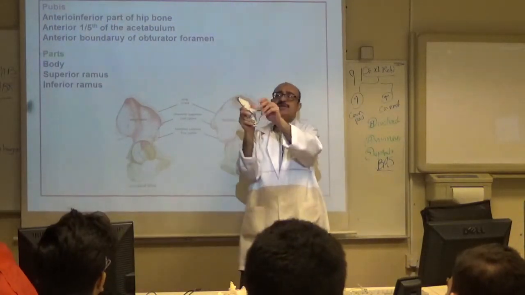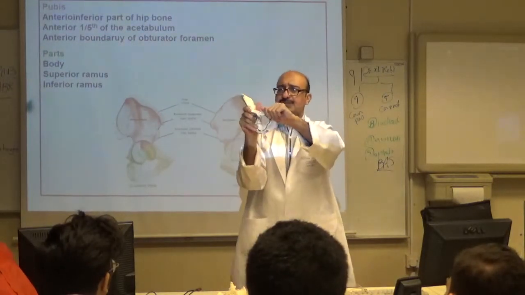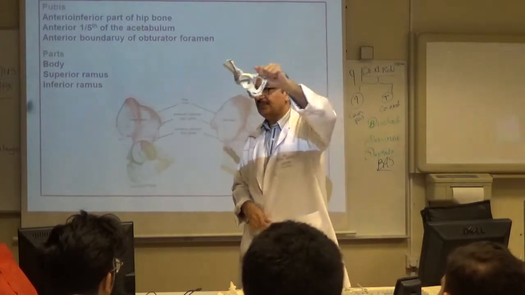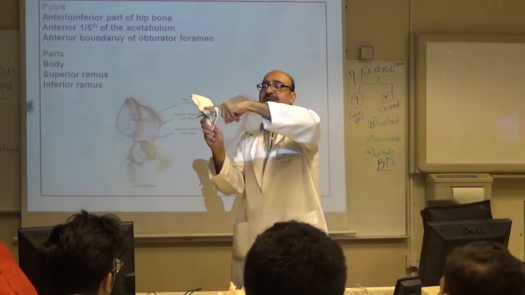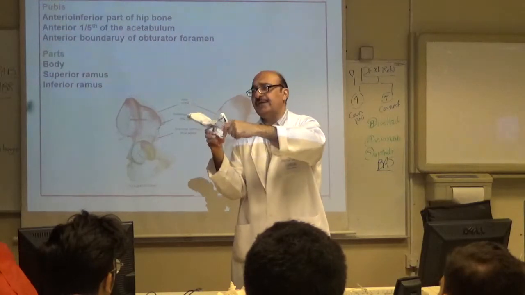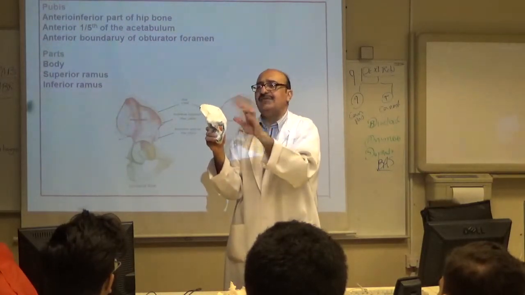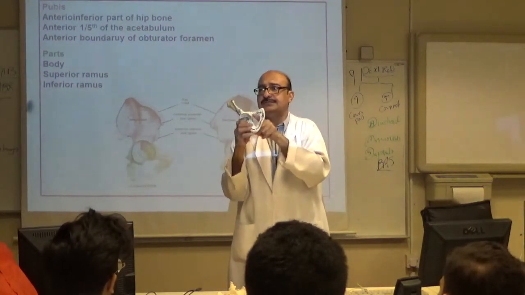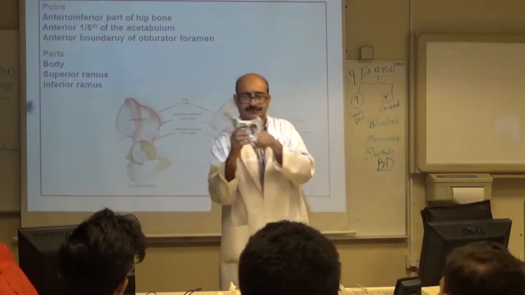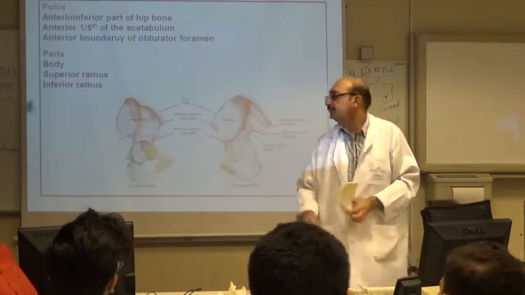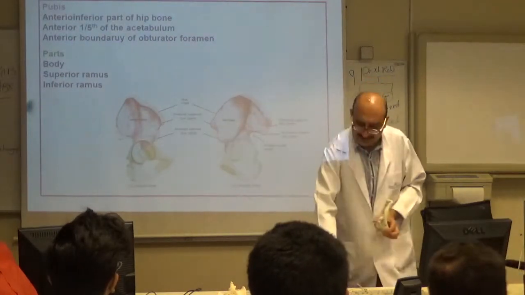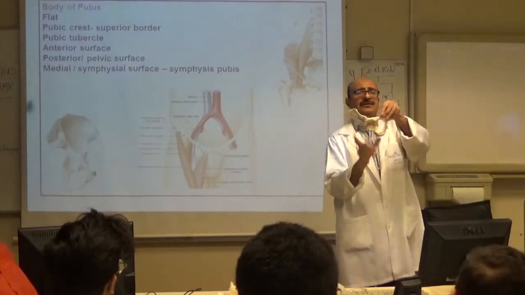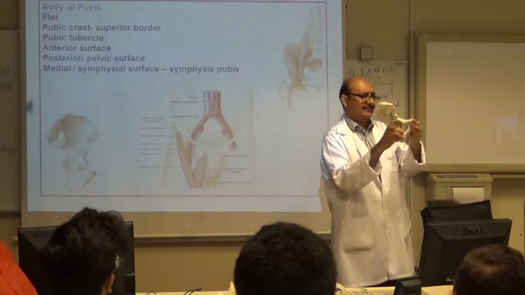Again, pubis, body. This is the body of the pubis I'm holding. This ramus, superior. This ramus, inferior. It is attached to the bone and it also gives the boundary to this foramen. Good? Obturator foramen. Not fossa, sorry. Okay, inferior ramus done. Of the pubis, only the body is flat.